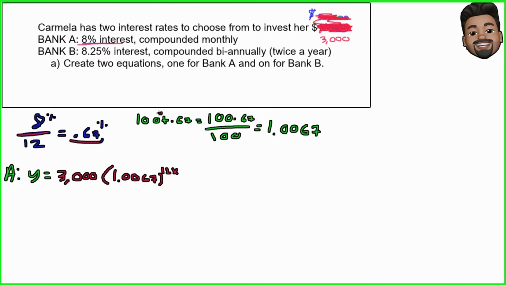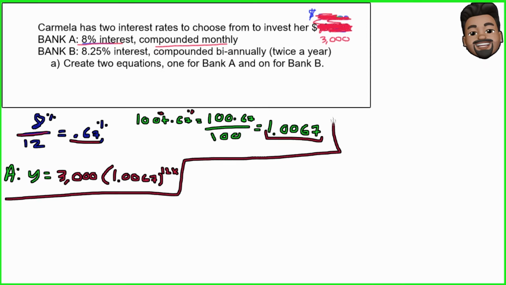We do 100% plus 0.67%, we add them, divide by 100, and we get our new constant multiplier. So I went over here and wrote bank A is y equals 3,000 times 1.0067 raised to the power of 12x. Well, why 12x? We're going to multiply this new percentage 12 times in a year, right? That's what it means by compounded monthly, 12 times in a year. So there's my equation for part A.